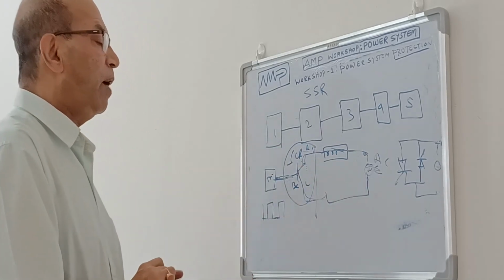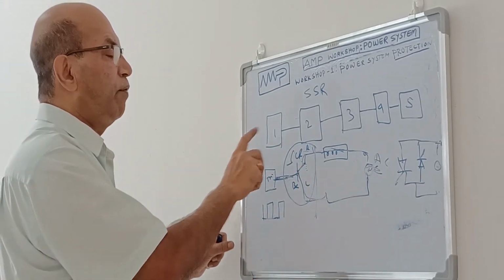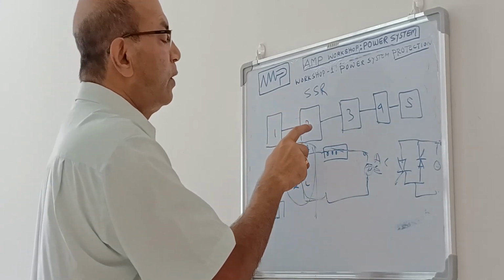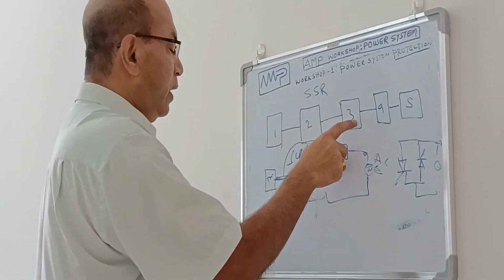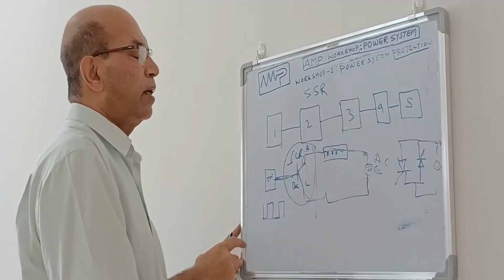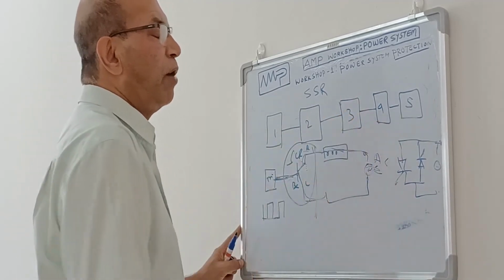Now in the case of the output circuit, these are the 4 devices. The input circuit, then the isolation circuit up to isolation. Third is the triggering circuit, for which I drew one RC triggering circuit. The fourth is your output circuit.